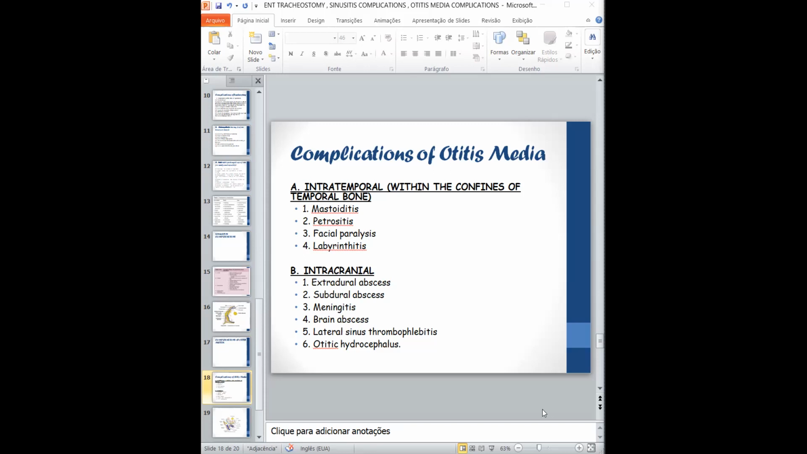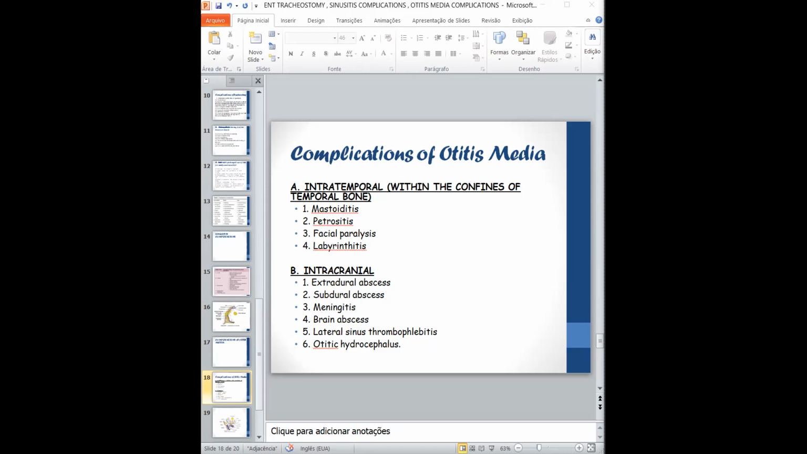Then the localizing features include temporal lobe abscess. You're going to notice nominal aphasia, homonymous hemianopia, contralateral motor paralysis, and epileptic fits. Then, if there is a cerebellar abscess, you'll notice headache, spontaneous nystagmus, ipsilateral hypotonia and weakness, ipsilateral ataxia, and dysdiadochokinesia.